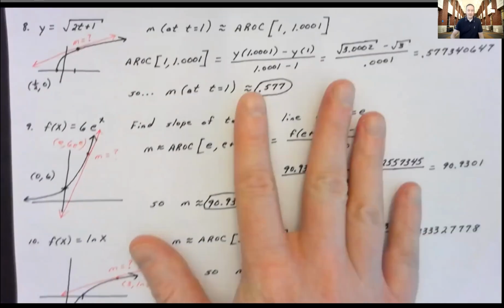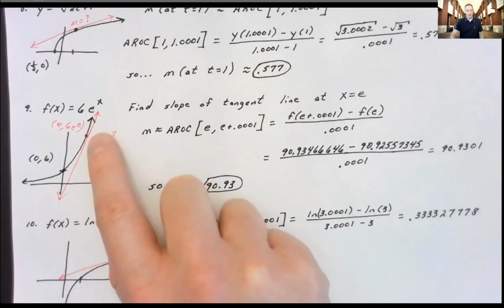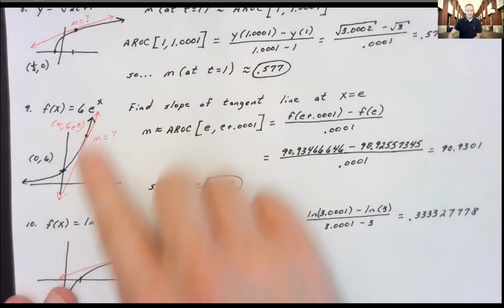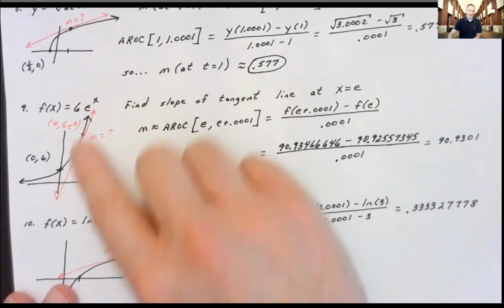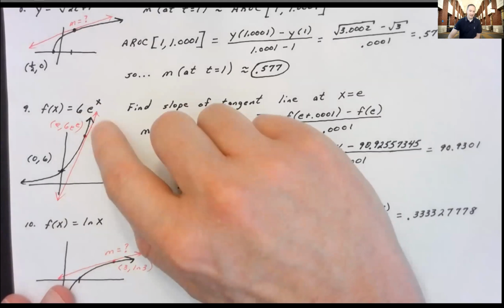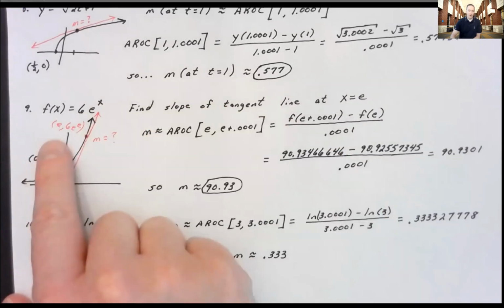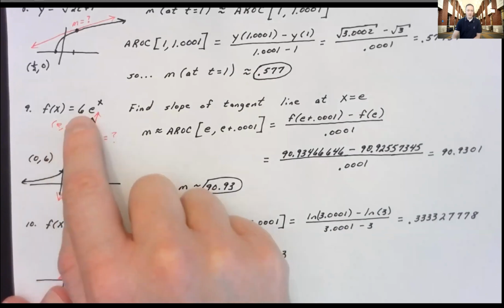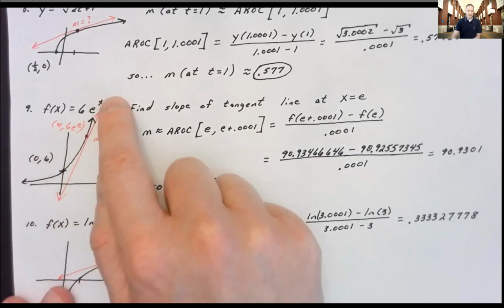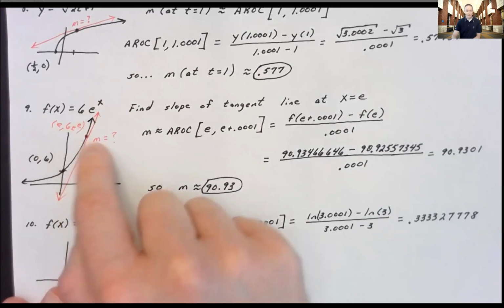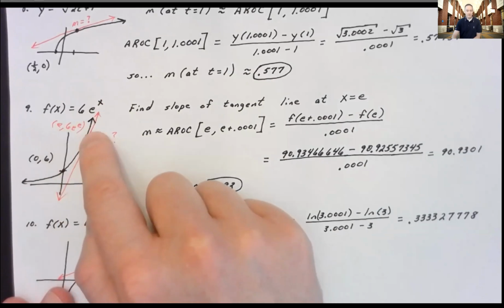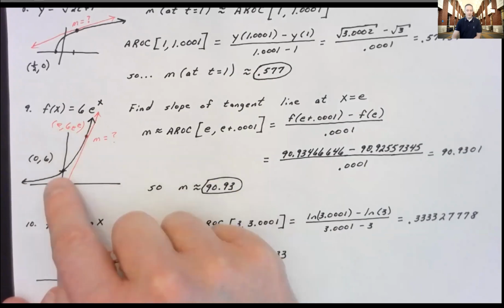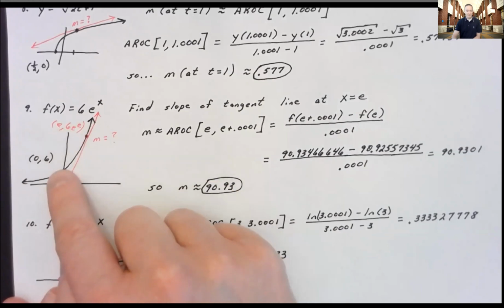So what I did there, and again, you don't have to draw these out, I just wanted to show you what I was finding. I'm finding the line of the slope tangent to this curve when x is e. Well, when x is e, the y value would be 6e to the e. So my y value is pretty far up there. I know that this would have a y-intercept of 6.